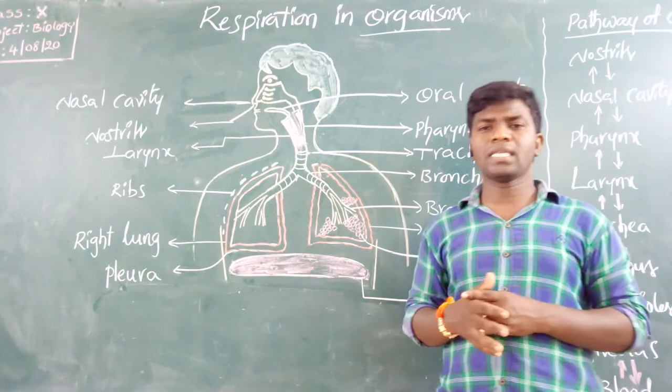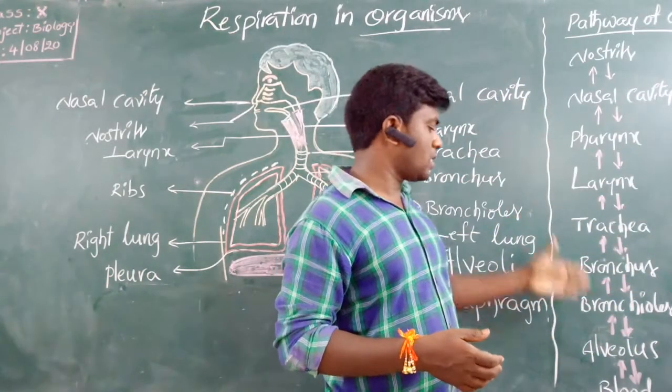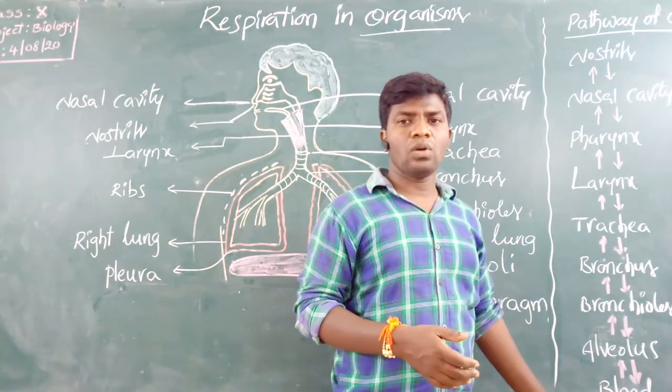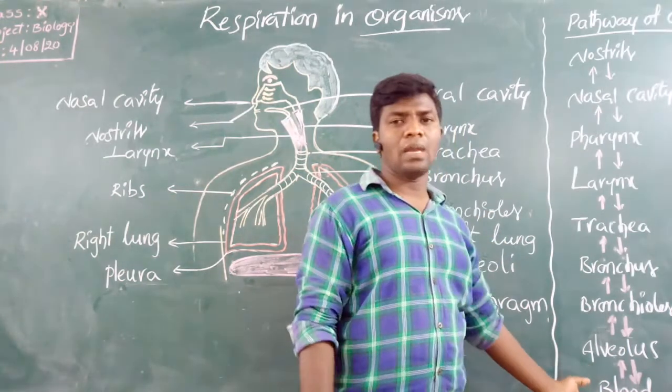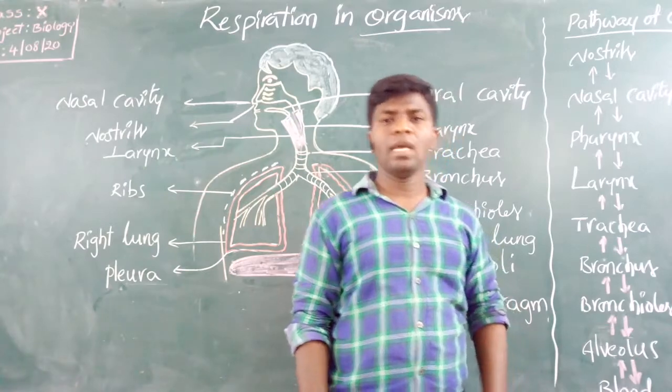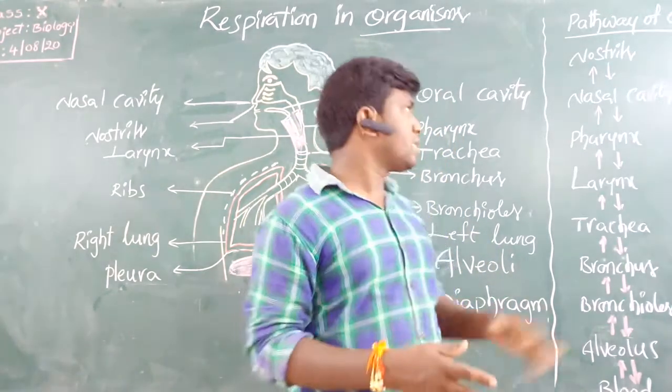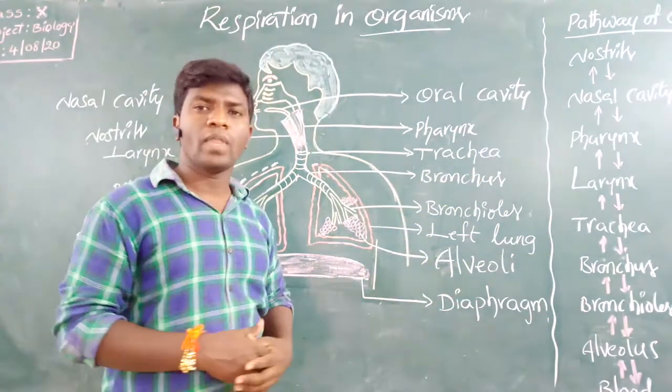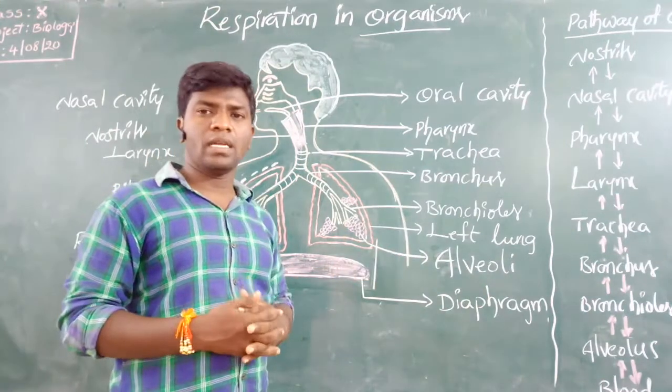Regarding the remaining carbon dioxide, just as the air enters into the blood through the lungs, at the same pathway the carbon dioxide comes out from the lungs to the atmosphere. So this is about the pathway of air, the respiratory tract.